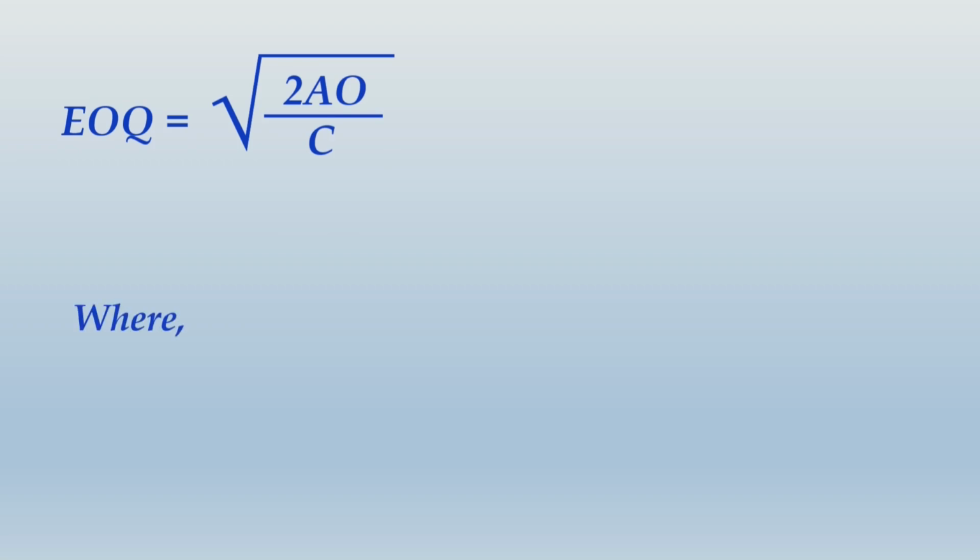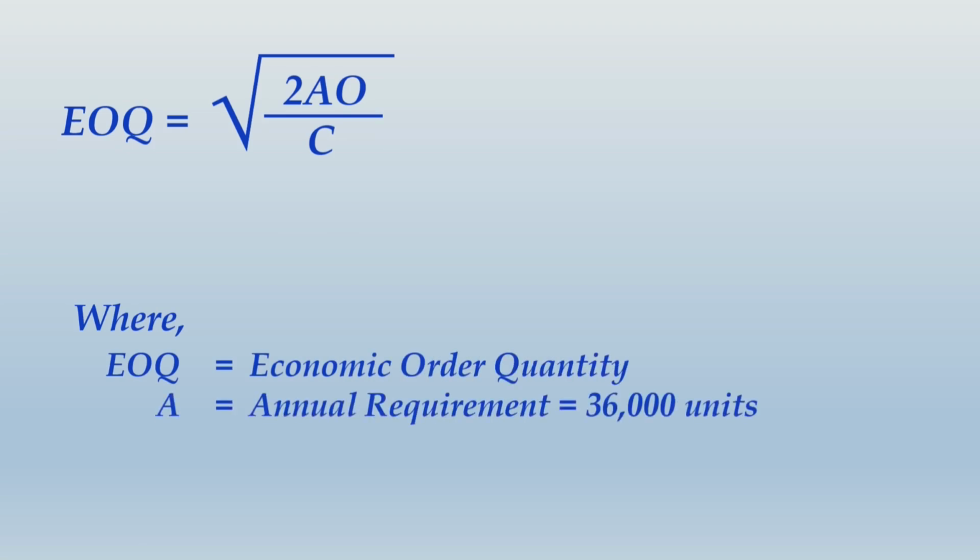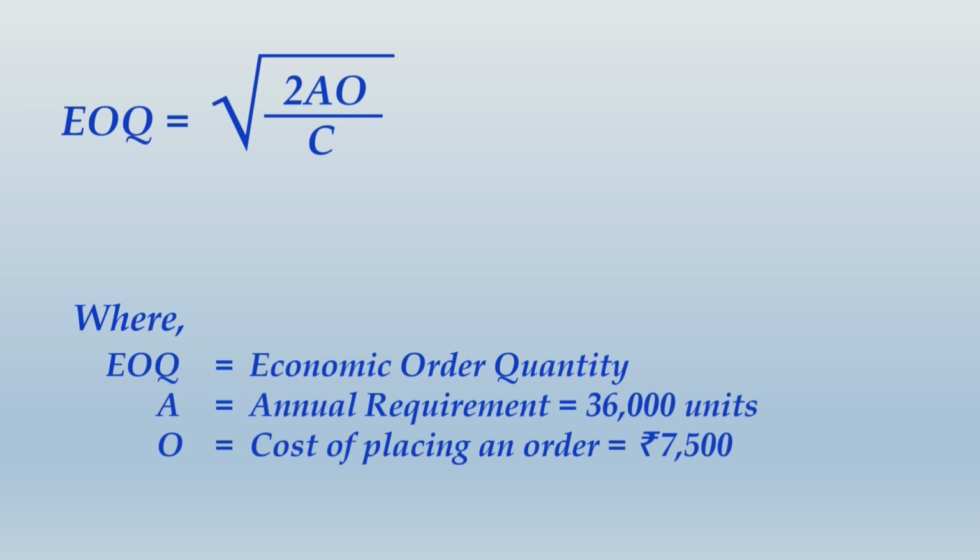Let us define these variables. So EOQ stands for economic order quantity, A stands for annual requirement, which in our example is given as 36,000 units, O is the cost of placing an order, which is given as rupees 7,500, and C is carrying cost per unit per annum, which is given as rupees 15.